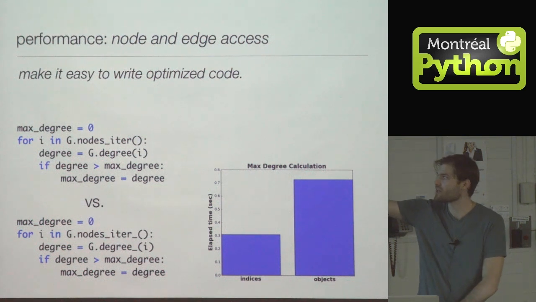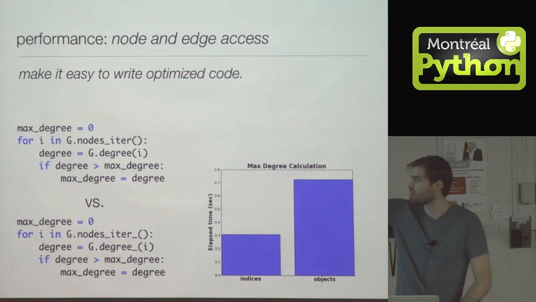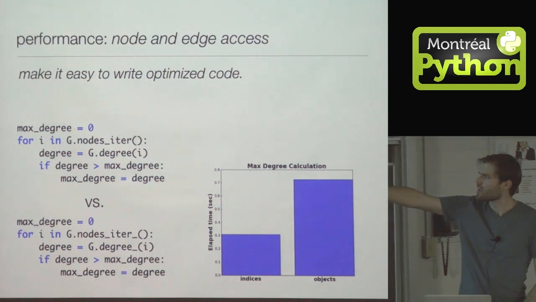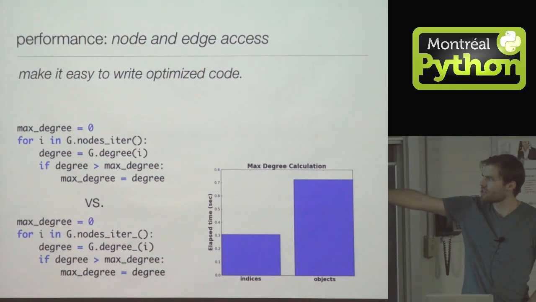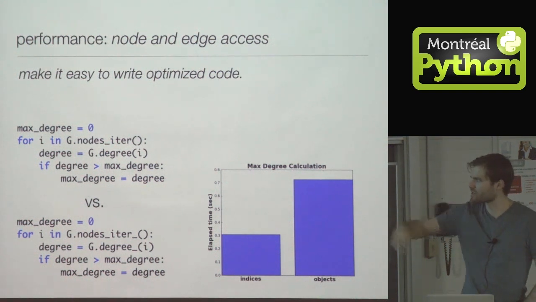And so what you're seeing here is two different routines that are simply calculating the node that has the most neighbors in a graph. And the one on the top is the way that you would typically write it in Python. You'd iterate over the nodes, you'd ask about the degree of the node, and you would basically increase some counter or some comparison.